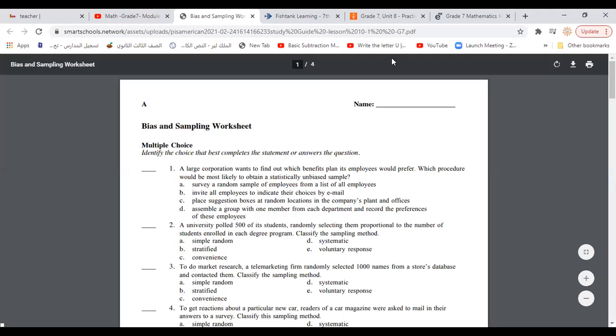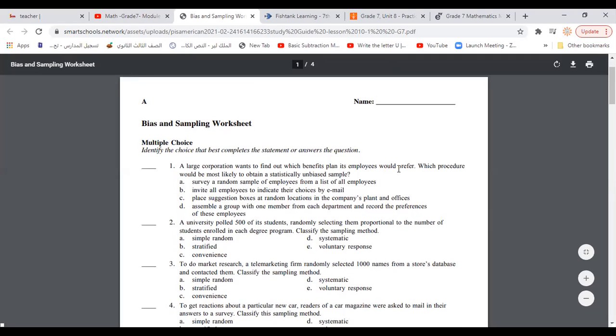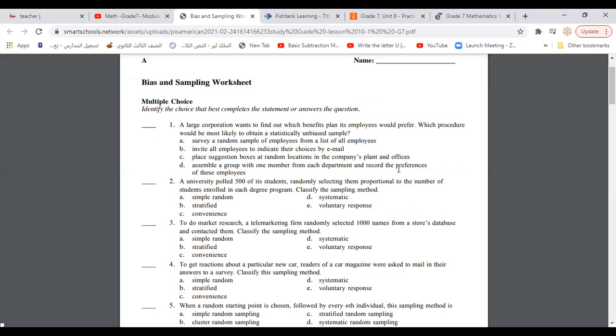Raise your hand if you want to start to answer. Miss, can I start? Okay, go on Karim. A large corporation wants to find out which benefits plan its employees would prefer. Which procedure would be most likely to obtain a statistically unbiased sample? So we are looking for which one will be an unbiased sample. Please read the four choices and tell me which one is right.